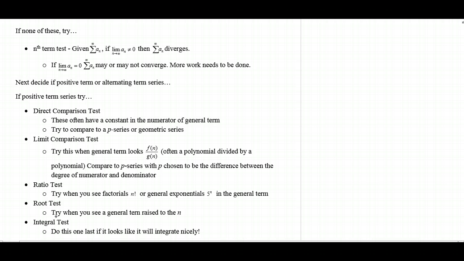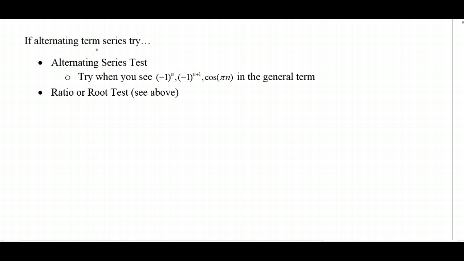For the root test, we try this when you see a general term, let's just say term, raised to the nth power. And then if none of these work out, then we use the integral test, which we'll cover a little later in the year. And we're going to do this one last anyway, if it looks like it will integrate nicely. If it was an alternating term series, then we're going to try the alternating series test. And we try this when we see (-1)^n, (-1)^(n+1), or cosine pi n in the general term. Or, of course, we can try the ratio or root test that we described above.